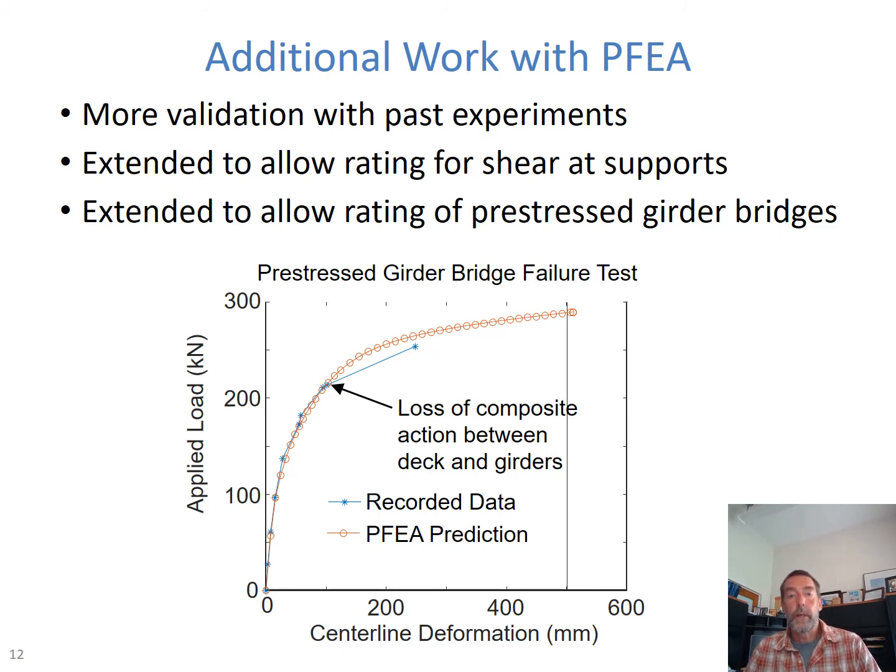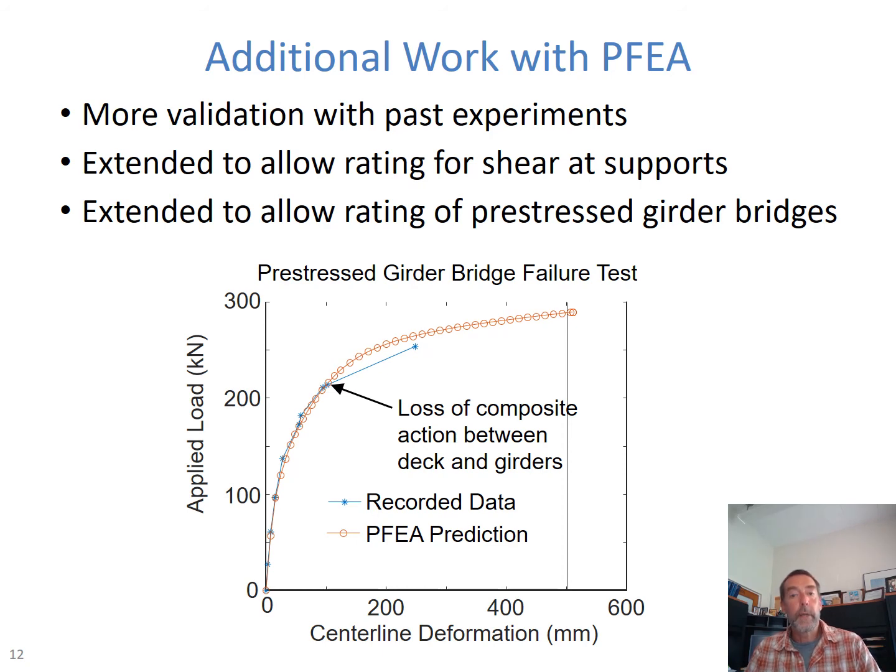This image shown here is load versus deflection. The blue data with the symbols is actually information from a load test of a decommissioned pre-stressed girder bridge that, before it was torn down, was actually loaded to failure in the field. So it was a true, three-dimensional test of a full structure. And the PFEA predictions we developed using only the published information on that bridge. And we predicted what you see here by the red line, and you can see the prediction is very good.